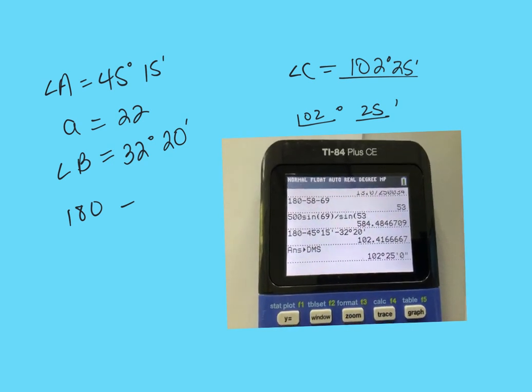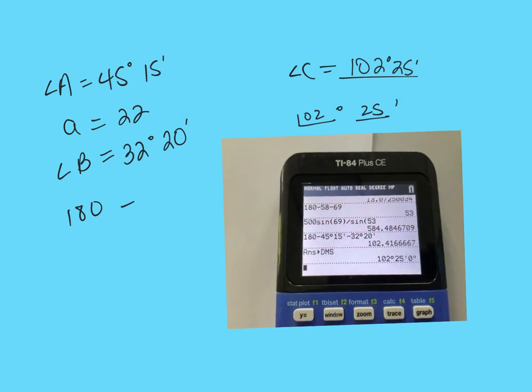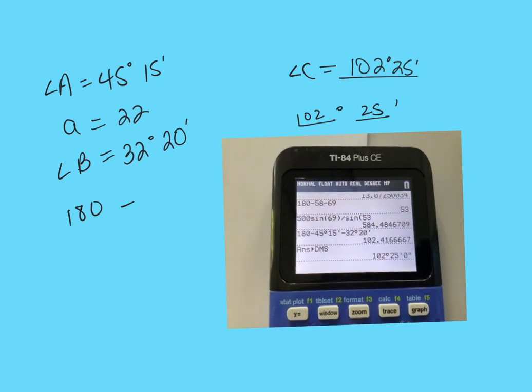And then when you're using these to answer your questions, if you set that up, I could do 22 over the sine of 45 degrees, 15 minutes, and type it in like that. Or it would be B over 30, sine of 32. Is it going to be like that?